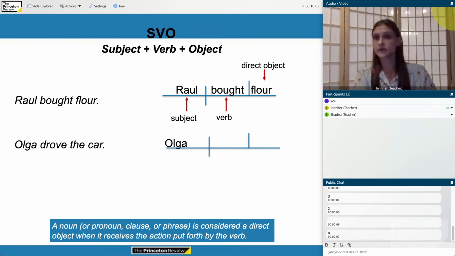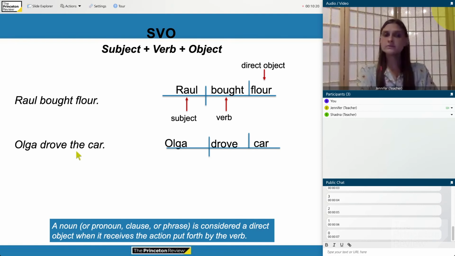Olga. Olga's doing the action. And what is the action that Olga did, does, or is doing? Olga drove. So we're going to put our verb here. And then what did she drive? Olga drove a car. But what do we do with the?